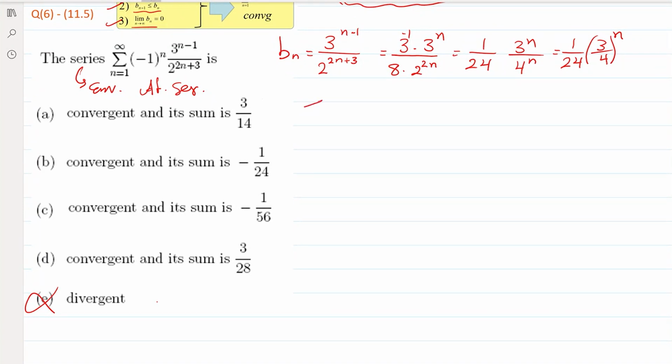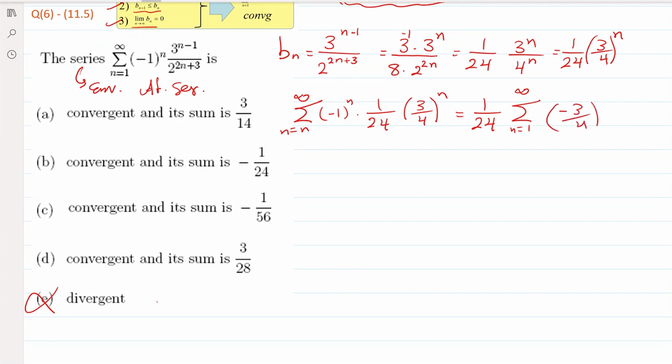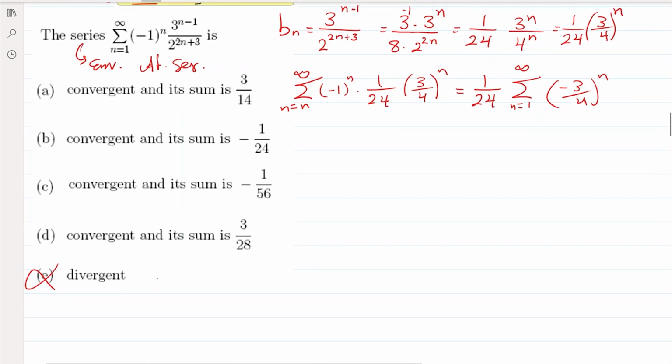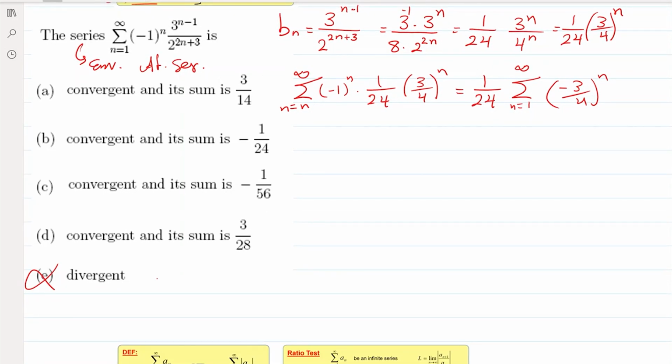Type. Now we see that this series is the sum from n equal 1 to infinity of minus 1 to the power n, 1 over 24, 3 over 4 to the power n. If you want to put it in the standard form of geometric series, you can take the constant outside, sum from n equal 1 to infinity of minus 3 over 4 to the power n. I can't take it like that because minus 1 to the power n also. Good. So this is a geometric series, and in this geometric series, r is minus 3 over 4.